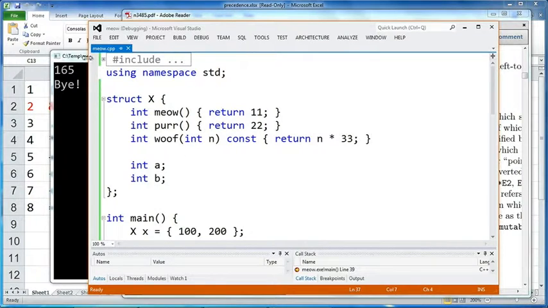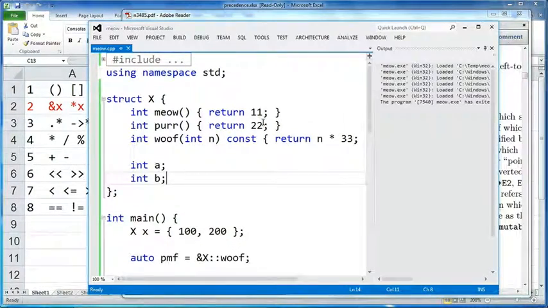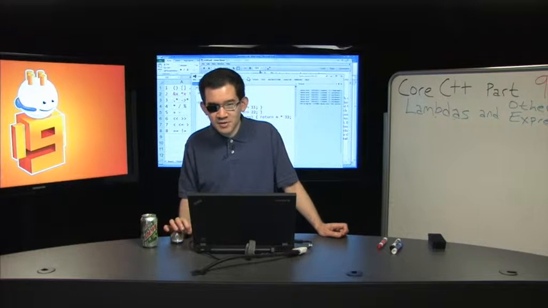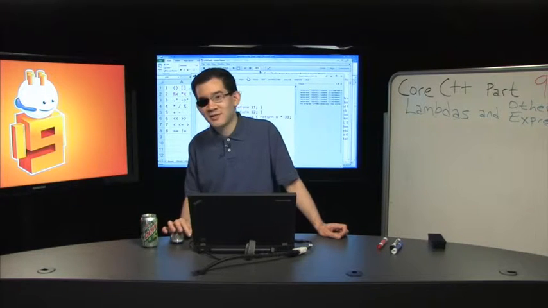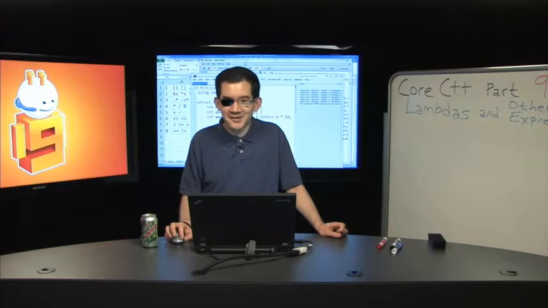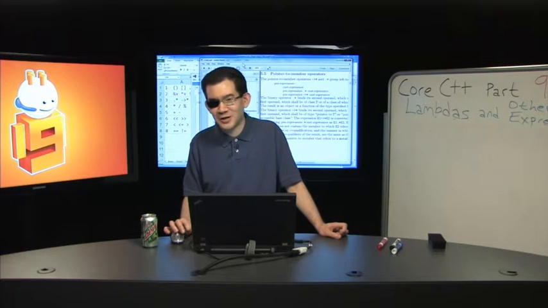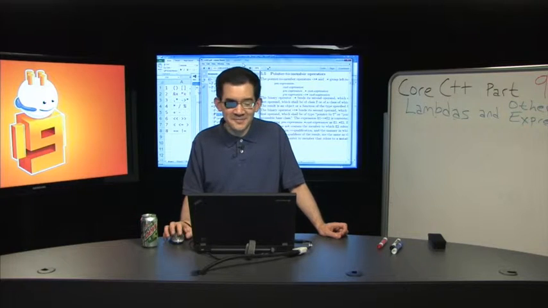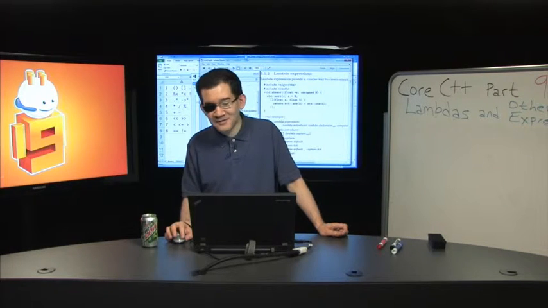Let's see. Yeah, why don't we talk about Lambda functions? So Lambda functions, you can think of them as a lot of things. Some people say anonymous function. Those people are bad and wrong. Some people say closure. They have a little more justification because closure actually appears in the standard. I just don't like that terminology. So I'm going to stick with Lambda.